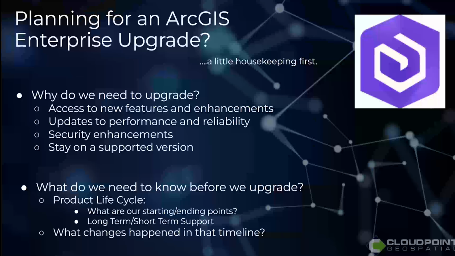So the first thing I like to call out is the product lifecycle. And as we're planning our upgrade, two things we need to know: what version are we starting at? And then what version do we want to land at? And there's a few things that can determine that. Different versions offer different support terms, right? So you have long-term, short-term support. The odd number versions are long-term. The even number versions are short-term.